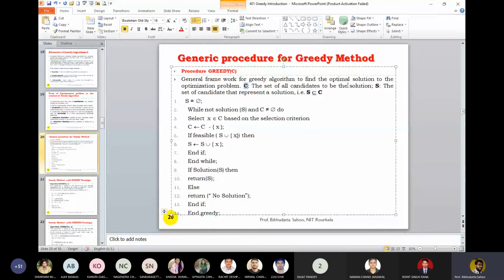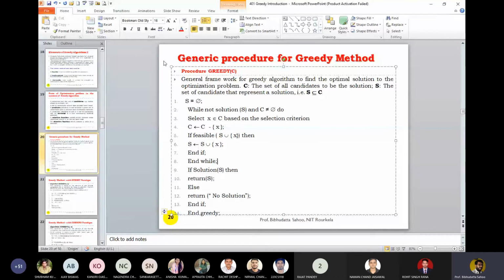S is the set of candidates that represent the solution. Got it? Represent the solution means, just now I told, suppose there are 20 edges. Then here S will be a vector of 20. If I'm selecting the first edge, I'll make it 1, and if I'm not selecting it, I'll make it 0. So S is the set of candidates that represent the solution, and this is the way we can model it. For a traveling salesperson problem, we can also model it. There will be a finite number of edges, and which edge will be selected and which will not be selected, to find out the path.